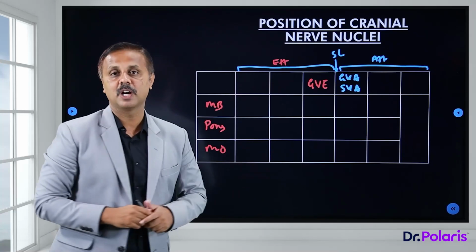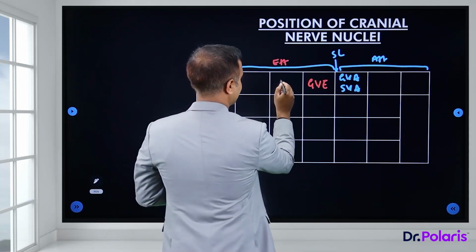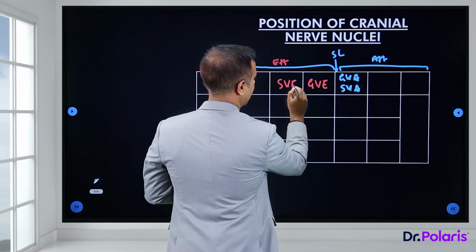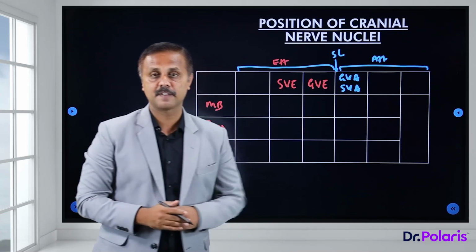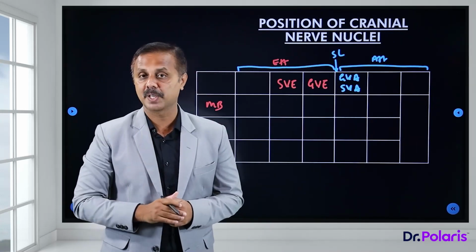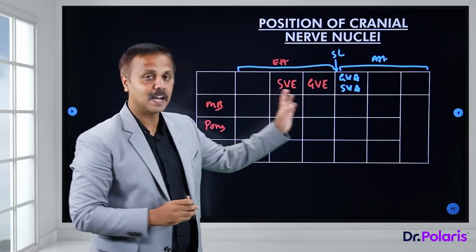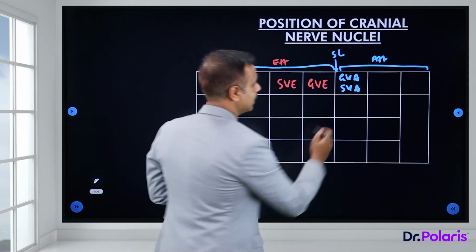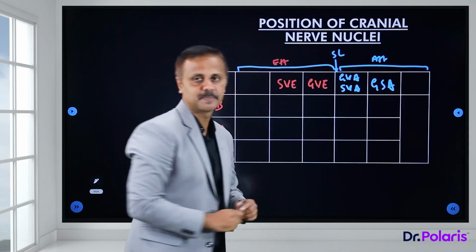The middle column always belongs to the branchial arches, right? So what we have here is the special visceral efferent column, but we have already mentioned the special visceral afferent column and general visceral afferent column under a single column because it is represented by a single nucleus, right? So as the next column, we have the general somatic afferent column.